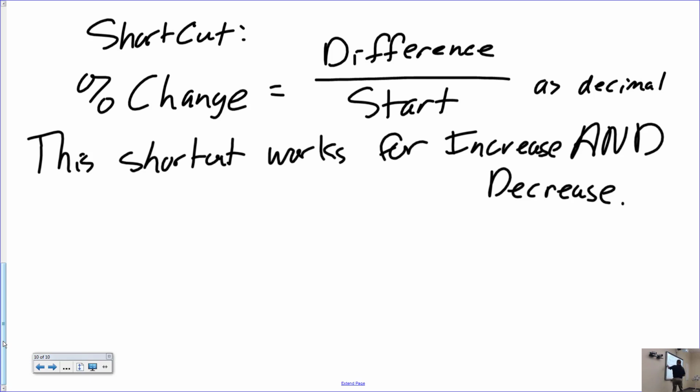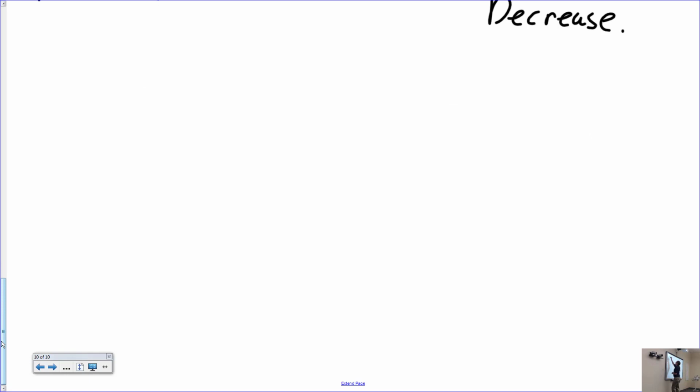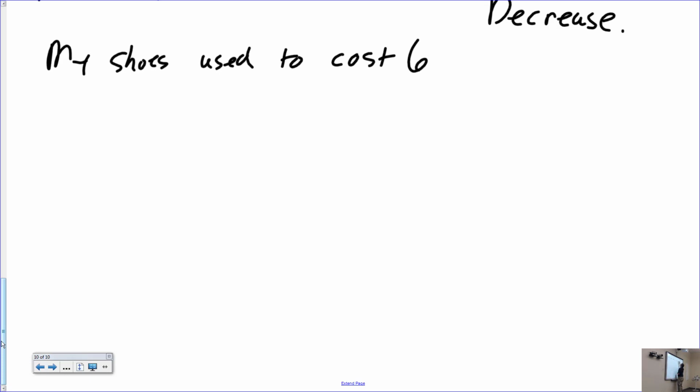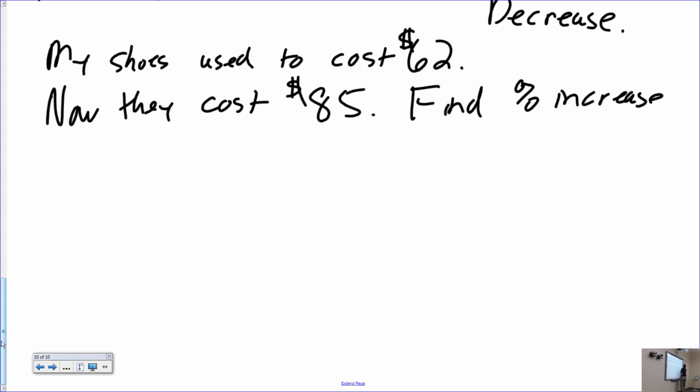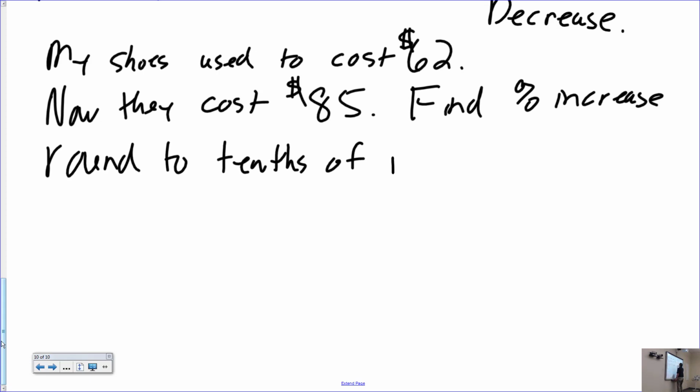Okay? Okay, so my shoes used to cost $62. Now they cost $85. What was the percent increase? Find percent increase. And again, let's say this time I tell you to round to tenths of a percent.